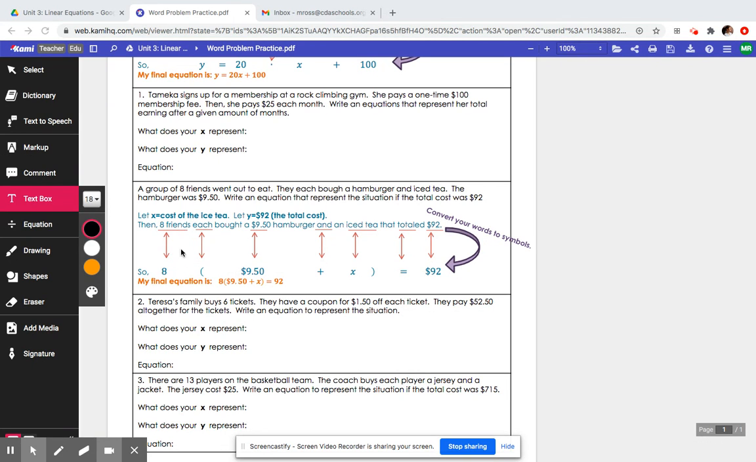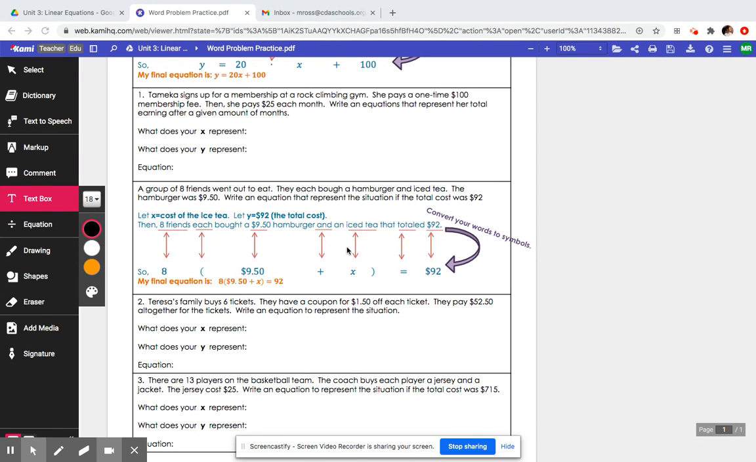We also know that 8 friends each bought a $9.50 hamburger and an iced tea. Because each friend bought both of those items and there are 8 friends, we're going to multiply 8 times $9.50 and 8 times x. That's why we have $9.50 plus x in parentheses, because we have to multiply 8 to both of those numbers. Equals $92, because that's the total cost at the end.